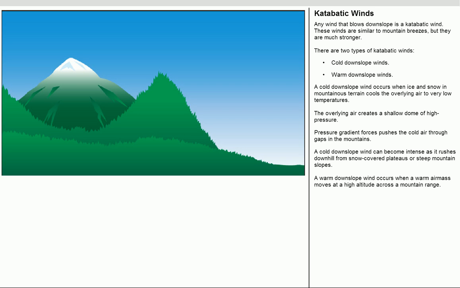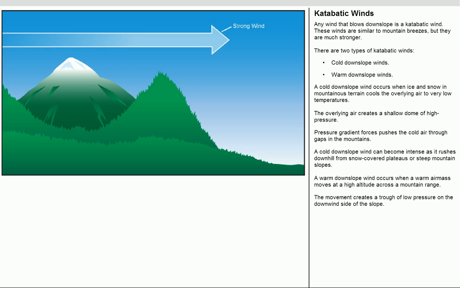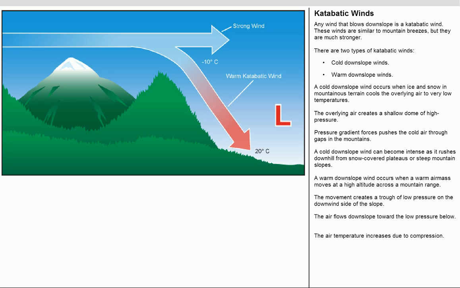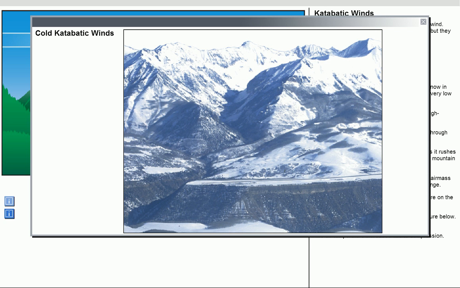The other type of Catabatic wind is the warm downslope wind. This warm downslope wind occurs when a warm air mass moves at a high altitude across a mountain range. This movement creates a trough of low pressure on the downwind side of the slope. The air flows downslope toward the low pressure below. As the air descends, the air temperature increases due to compression. The warming wind can gain more than 20 degrees in an hour and dramatically raise the temperature at the base of the mountain.